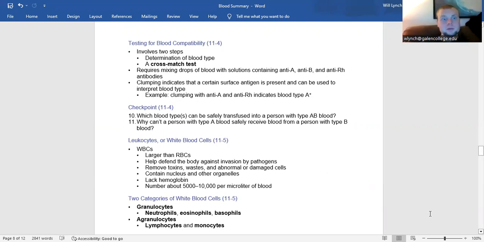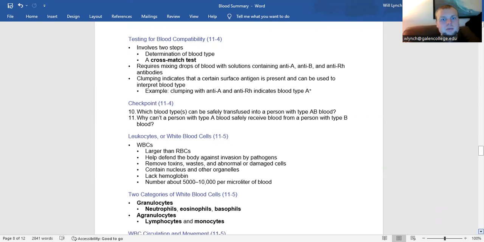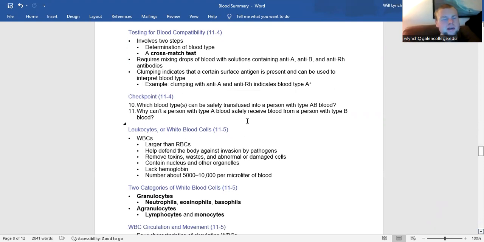So checkpoint here, which blood types can be safely transfused into a person with type AB blood? Well, if we have type A and B, that means we have neither antibody for A and B. So we can transfuse type A blood, type B blood, or type AB blood, or even type O blood. Type AB blood is what we call the universal recipient.